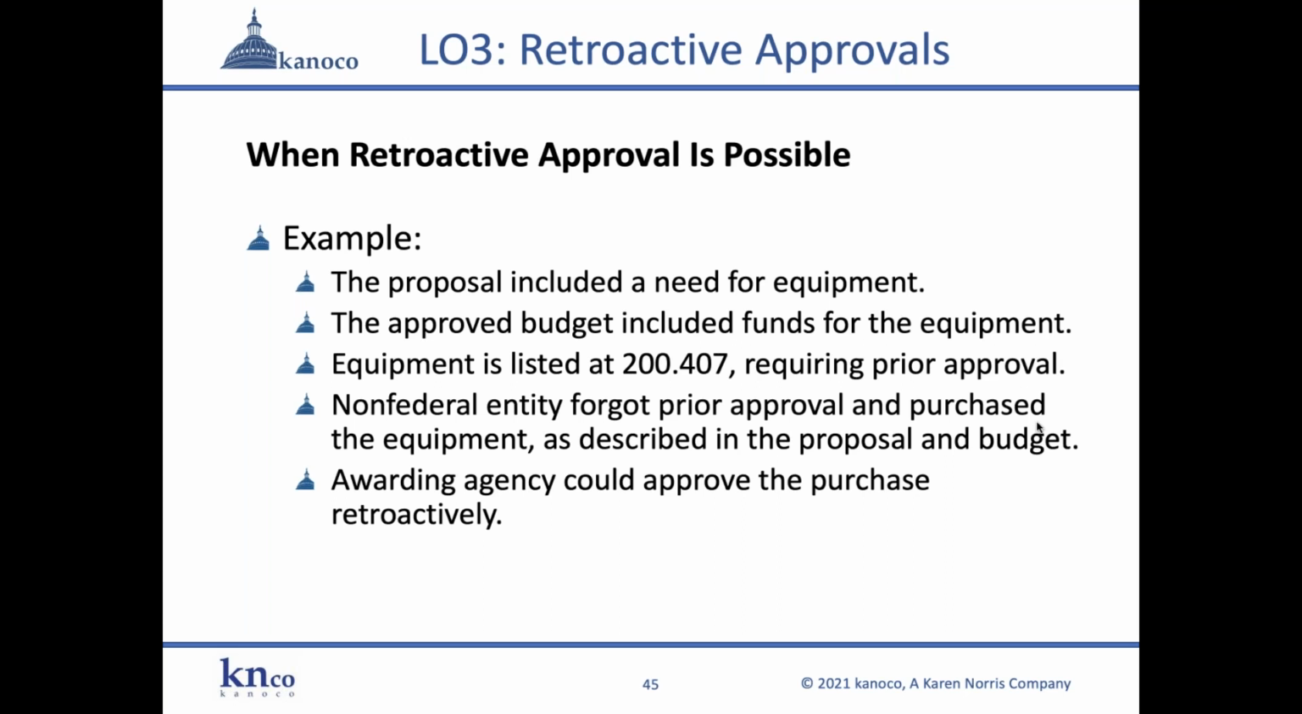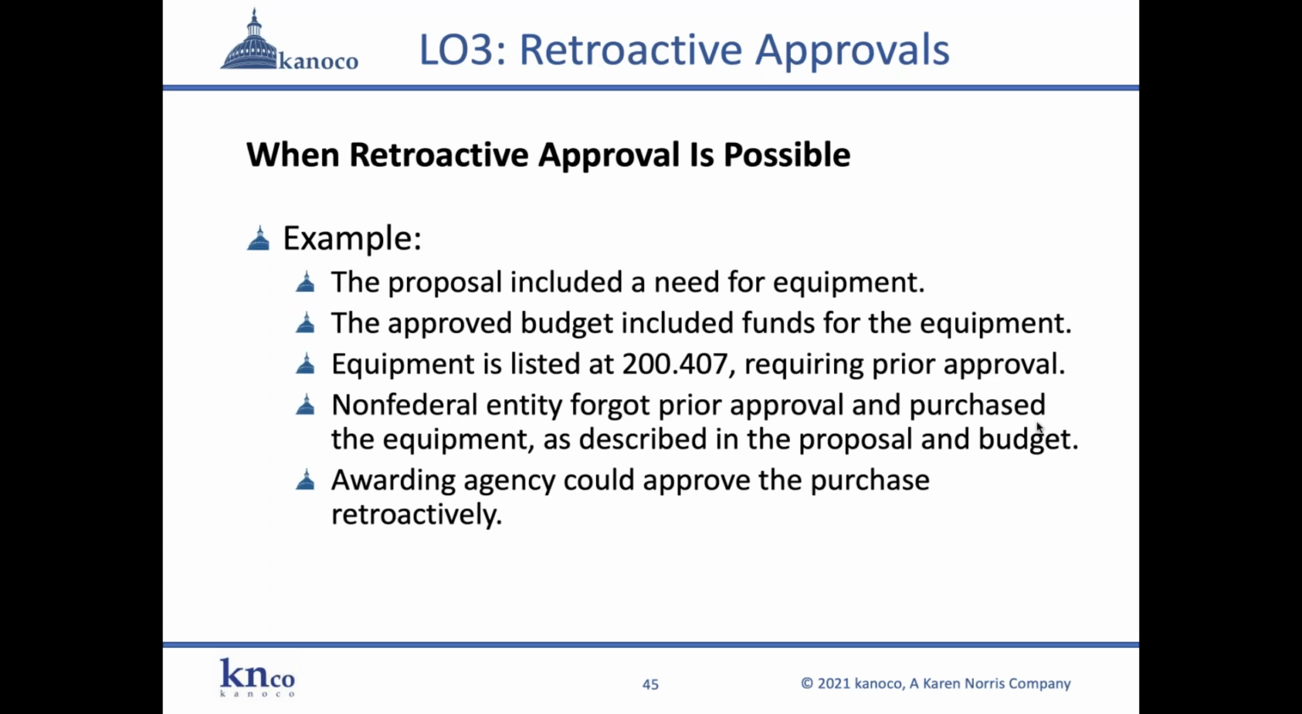So either the non-federal entity didn't know, or they forgot the prior approval, and they went ahead and purchased the equipment exactly as it was described in the proposal, the approved budget, and the award agreement. So it's like, well, why do I have to ask for prior approval? Because it's in the approved budget. Why is that necessary? Because it's on that list at 200.407. That's why. It's crazy, right?